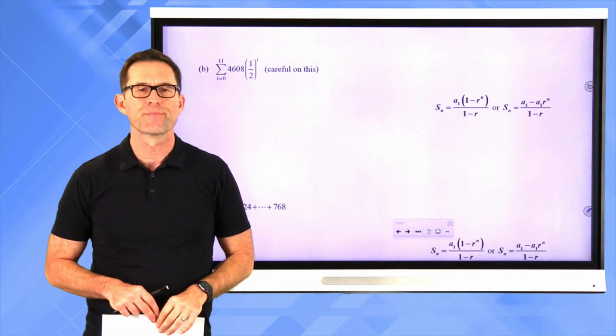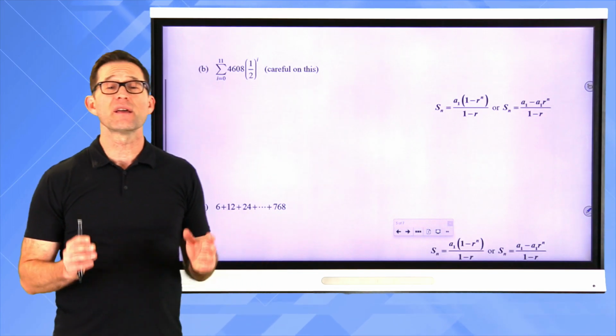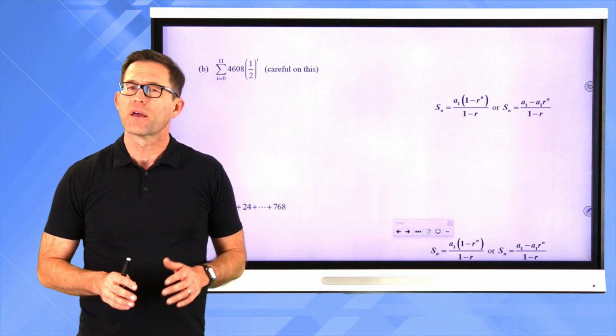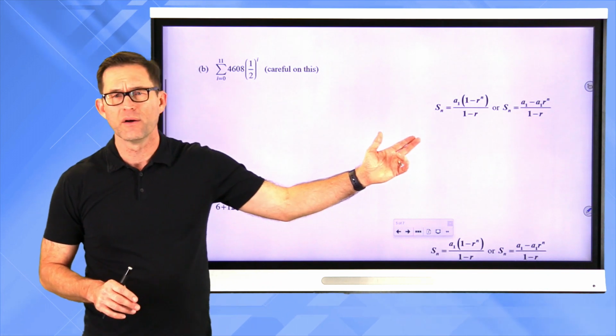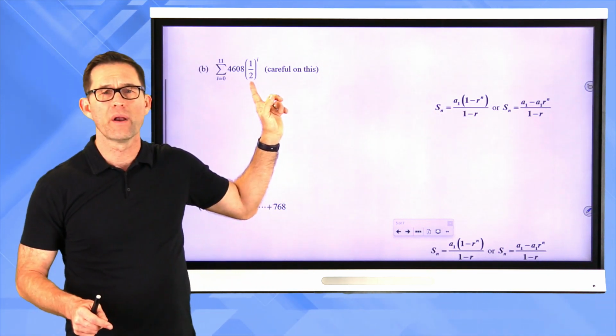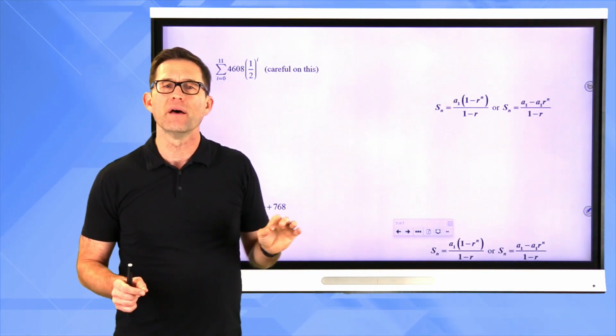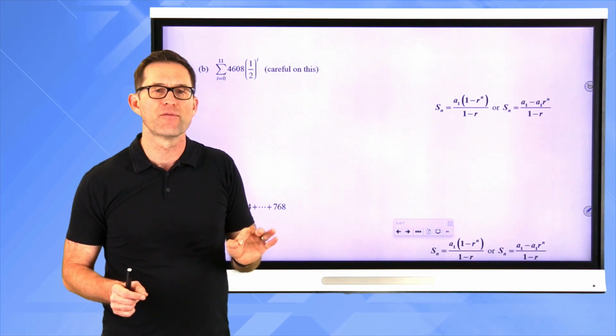Letter B. The summation, i equals 0 to 11, of 4,608 times 1/2 to the i. And notice it says careful on this. This one is particularly tricky, because again, we've got this formula. What's R? R is easy. R is going to be 1/2. That one is very straightforward. Even A1 seems like it's pretty straightforward here.